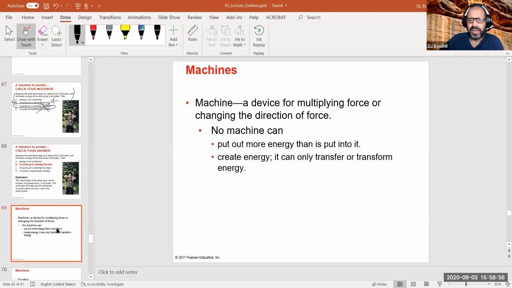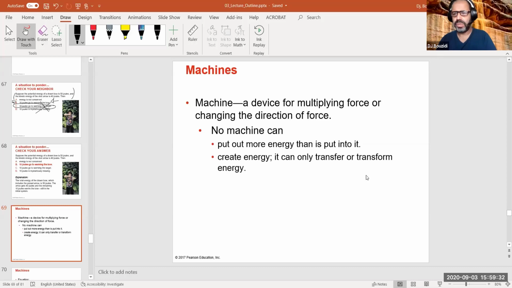So a machine is a device for multiplying force or changing the direction of the force. No machine can put out more energy than it puts in. That's one of the basic laws that we will learn later on in thermodynamics and the laws of heat and energy. You cannot create energy, it can only transfer or transform the energy. So basically, change the direction of the force. For example, in the case of the pulley, instead of going up and pulling on something, you can pull it from down and then it's going to rise, okay?